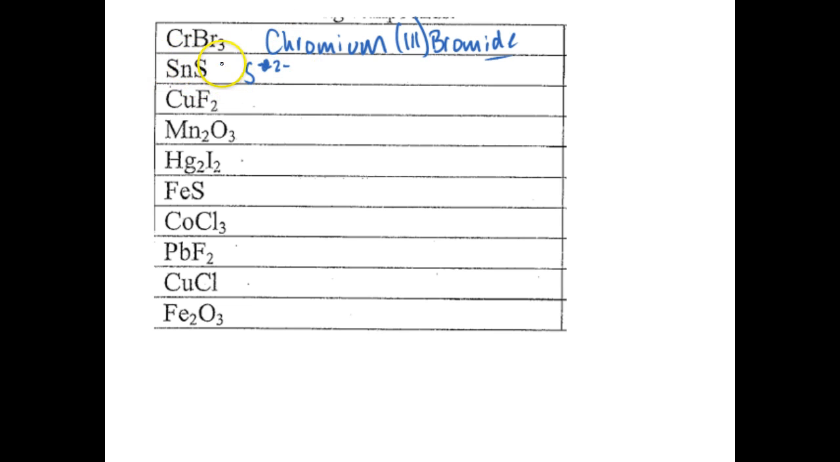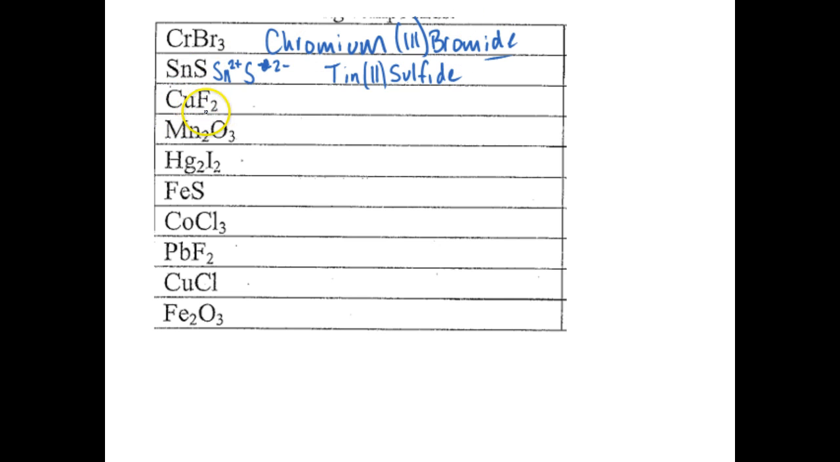So that means that since there's 1 S for each tin, the tin must have given it those 2 electrons. So the tin forms a 2+ cation, and so we know this is tin 2 because the tin has given away 2 electrons, and sulfur, right, sulfide.